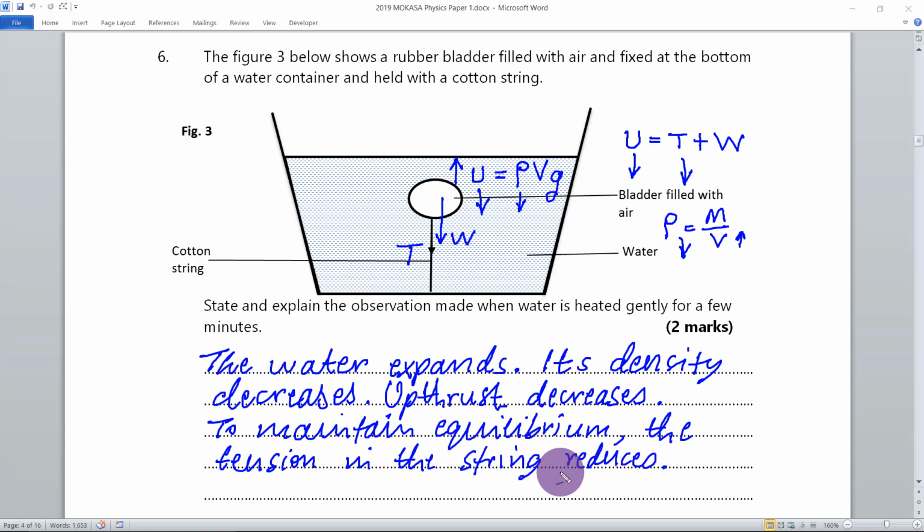in the string reduces. And remember, we are making this conclusion because we are assuming that when the water is heated, it does not expand the air inside here, and therefore the volume of the bladder remains the same. But if the bladder were to expand, then we would expect some different results here, depending on which one expands more and which one expands less. So in order to make this question clear, I guess we would have been advised to assume that the bladder does not expand. So let's look at question 7.